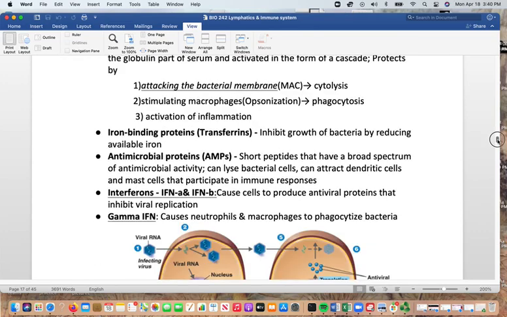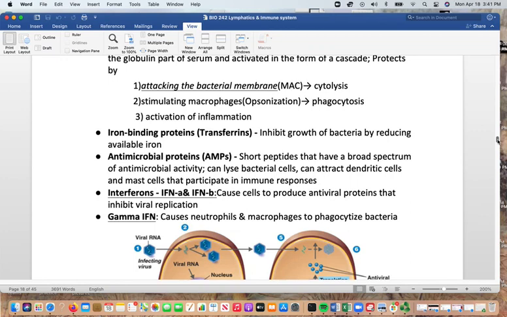So we can have iron binding proteins like the transferrins. They're going to inhibit growth of bacteria because they're going to bind up the iron so it's not available to them, basically withholding food. Your antimicrobial proteins are short peptides that have broad spectrums of antimicrobial activity. They can lyse bacterial cells, and attract dendritic cells and mast cells that can be part of the immune response.